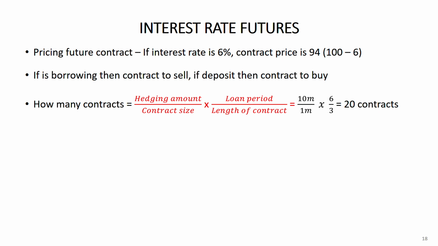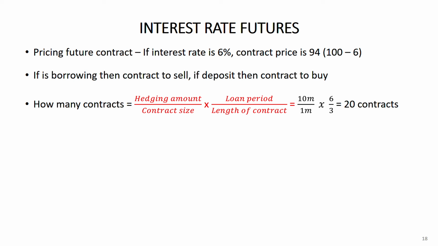How many contracts? I have also given the formula in red color. It will always be this formula only. Because for interest rate future, the way you calculate how many contracts under currency and under interest rate is slightly different. The difference is that fraction, loan period over length of contract. That proportion was not there in the currency future. It is here in the interest rate future. That's why I have included this formula.